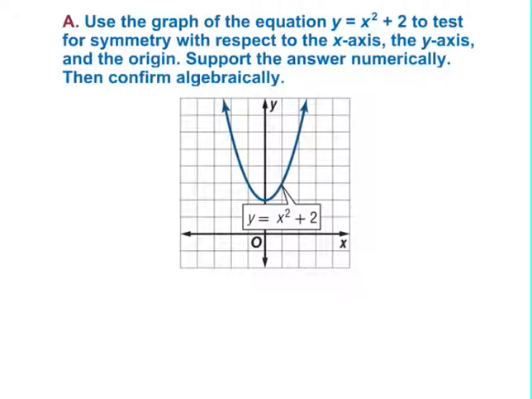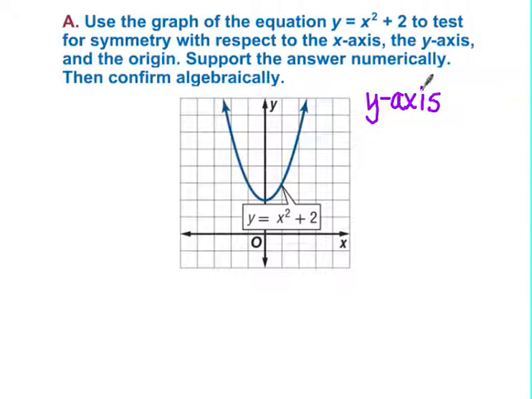Okay, so now let's go ahead and look at this. It says use the graph of the equation y equals x squared plus 2 to test for symmetry with respect to the x-axis, y-axis, and the origin. So let's look at this. What symmetry does it look like it has? Y-axis, right? Because it looks like you could fold it on the y-axis and it will fold on itself. So now what we need to do is confirm that algebraically. So the first answer you're going to write down is y-axis symmetry.